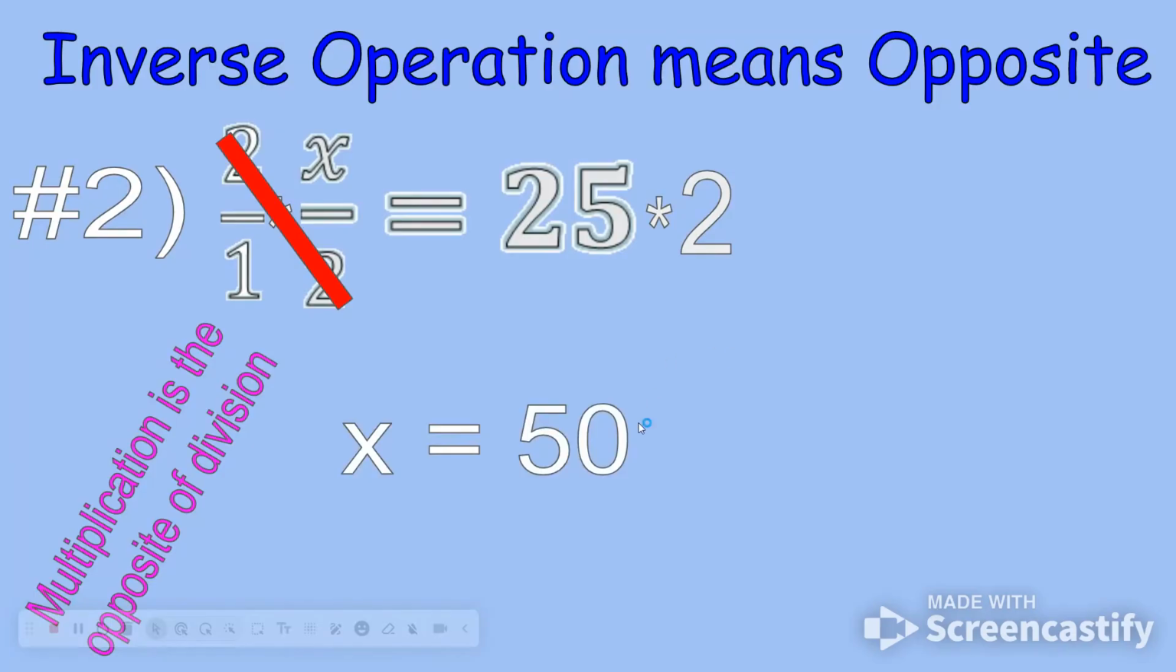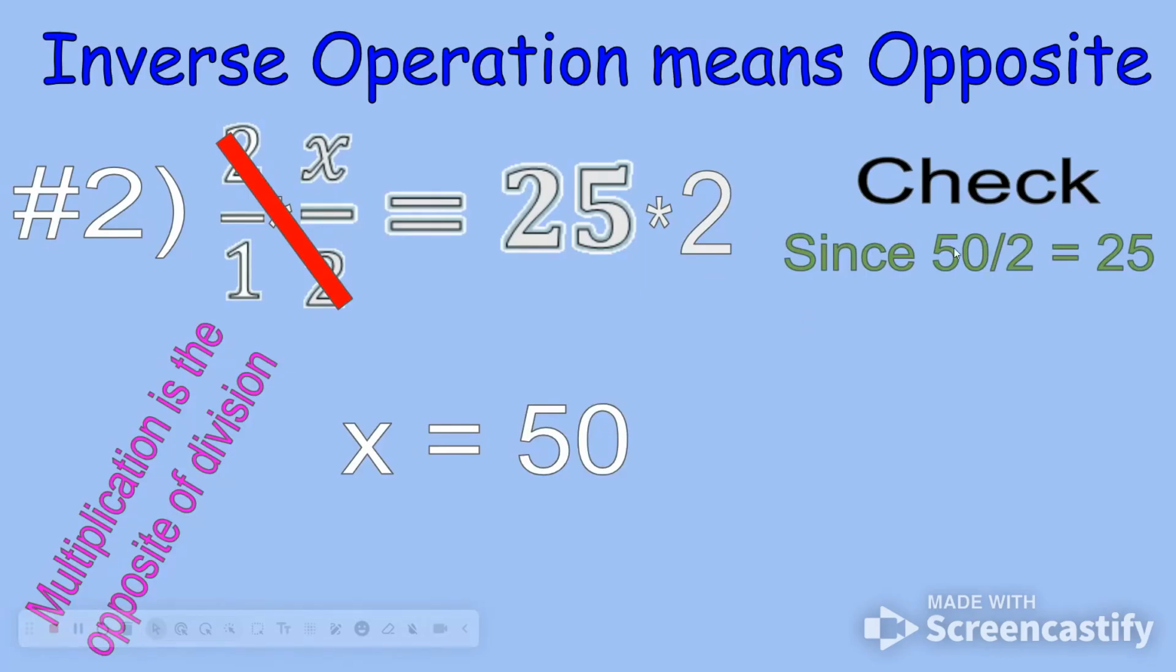Okay, so then I check my answer again to make sure I have it correct. So instead of some number divided by 2, or x divided by 2, we plug 50 in, and we look at it as 50 divided by 2. And since 50 divided by 2 is 25, we're good.